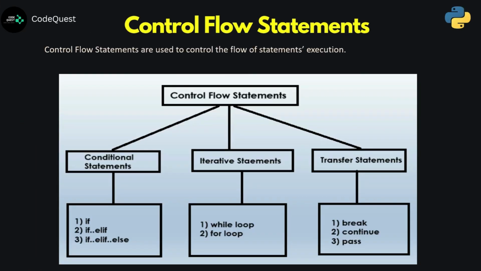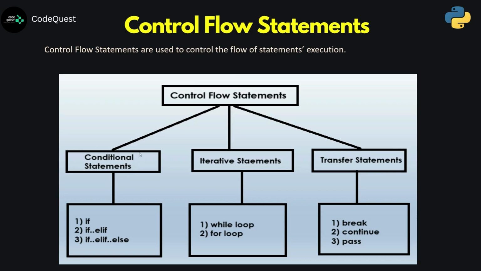Control flow statements are basically used to control the flow of statement execution. Whenever we write a set of statements, if we want to control the way the statements need to execute, we take the help of control flow statements. Otherwise, whatever statements are written will be executed in the same sequence in which they appear in the program. Now, control flow statements are divided into three categories.